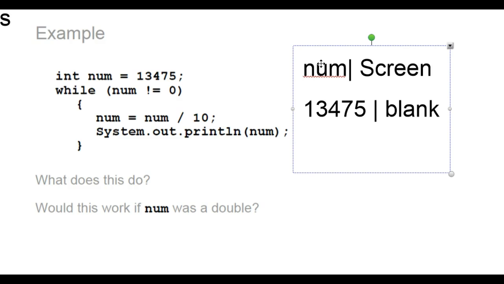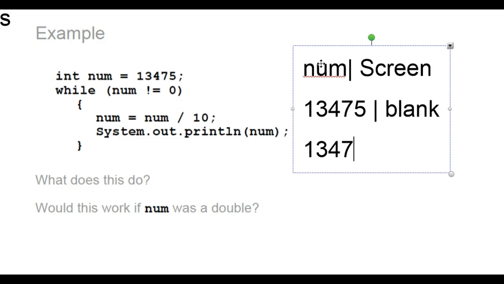Then the next line says num is equal to num divided by 10. So what's happening here, it's doing integer division. That's why it's okay to put it inside of an int. So when you do integer division with this by 10, it's 1, 3, 4, 7. Right? So we're going to divide that by 10, and we get 1, 3, 4, 7.